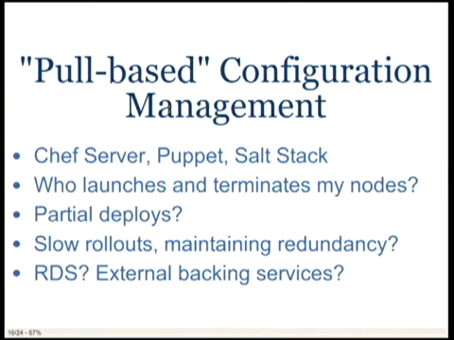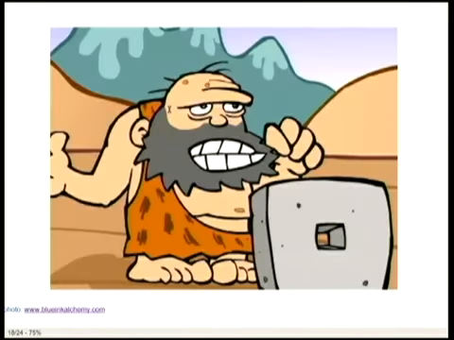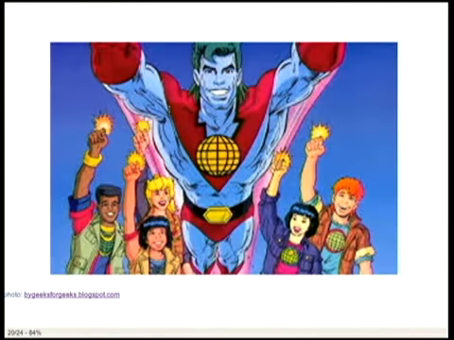And these are not something that those do. Or they do sort of part of them, and then you have Chef Server, Puppet, SaltStack, same problems. Who launches my node? How do I do partial deploys? How do I maintain redundancy that I care about because customers care about my thing? So let's stop writing the same glue code with Fabric and stuff. We're reinventing the wheel. Some of us are doing it badly, but we're all doing it worse than we could if we worked together. So you've probably already done Fabric plus Chef plus Boto plus Bash plus yada yada yada. Now you're a one-person Heroku. Congratulations. Good luck. You're not going to do as well.